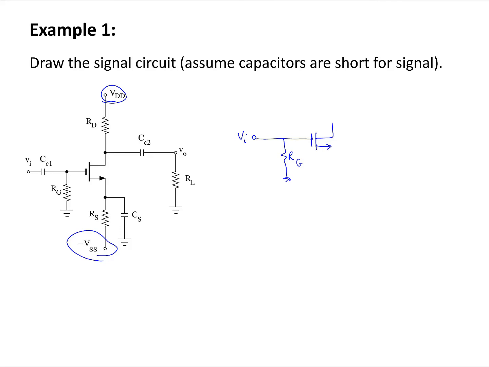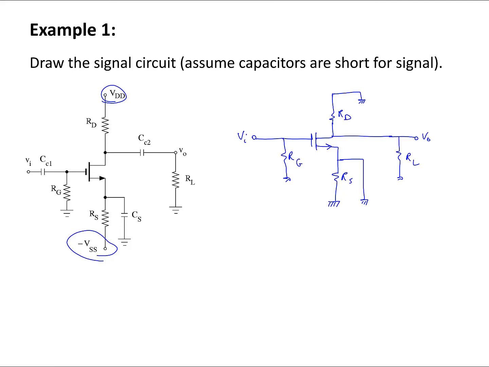So I'm going to draw it in 2 steps. At the first step, I'm not going to replace the MOSFET with its small signal model. I'm going to keep it the same. Then in the second step, I'm going to complete this signal circuit by replacing the MOSFET with its small signal model. So RS is going to stay the same, and VSS, I'm going to short it, so it's going to be grounded here, and the capacitor C sub S is going to be replaced with a short circuit. From the drain side, I have R sub D, and I'm going to short VDD, so it's going to be grounded. The drain node is going to be grounded, and here I have C sub C2, it's going to be shorted, and there is a load resistor here, RL, and this is my Vout node. So this is step 1.